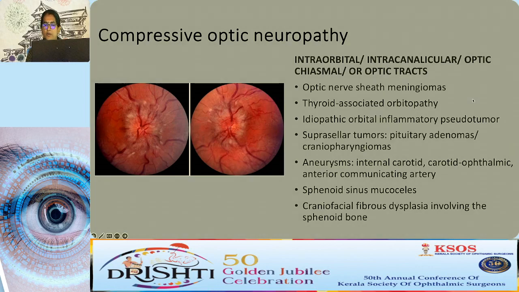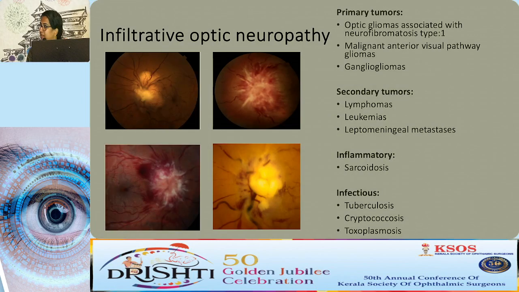So you can have optic nerve sheath meningiomas, thyroid associated orbitopathy, idiopathic orbital inflammatory syndrome, and suprasellar tumors, the classical one being pituitary adenoma, craniopharyngiomas, aneurysms of the internal carotid, ophthalmic arteries, anterior communicating arteries, sphenoid sinus mucoceles, and fibrous dysplasias involving the sphenoid bone. All this can cause compressive optic neuropathy. Another group would be infiltrative optic neuropathy.